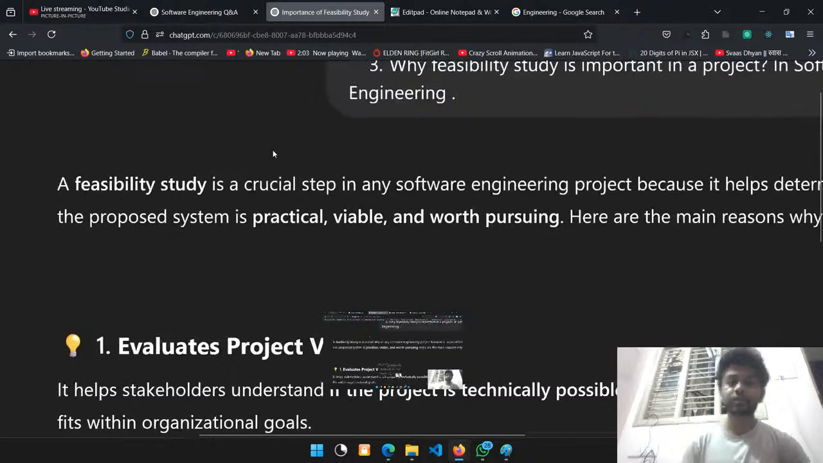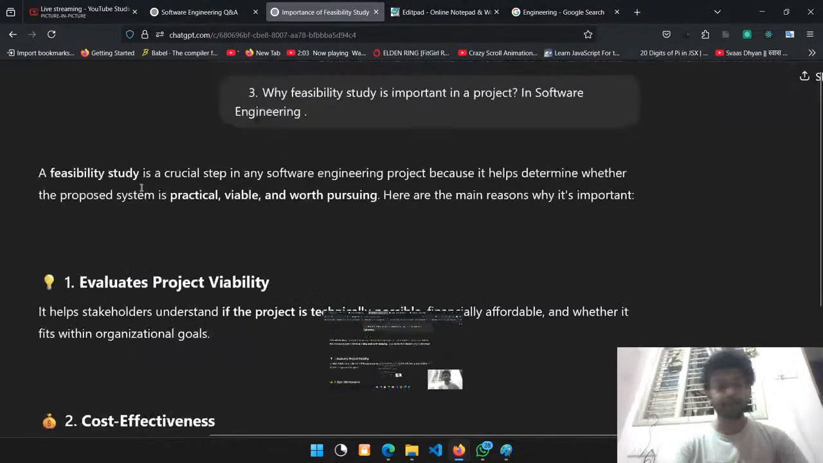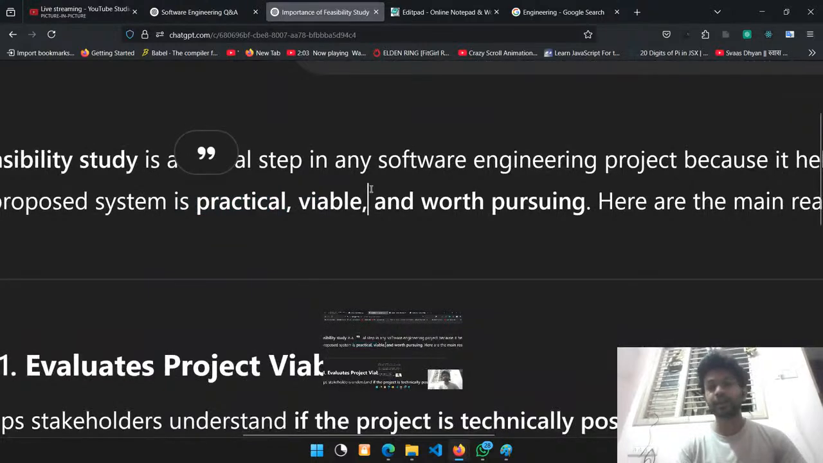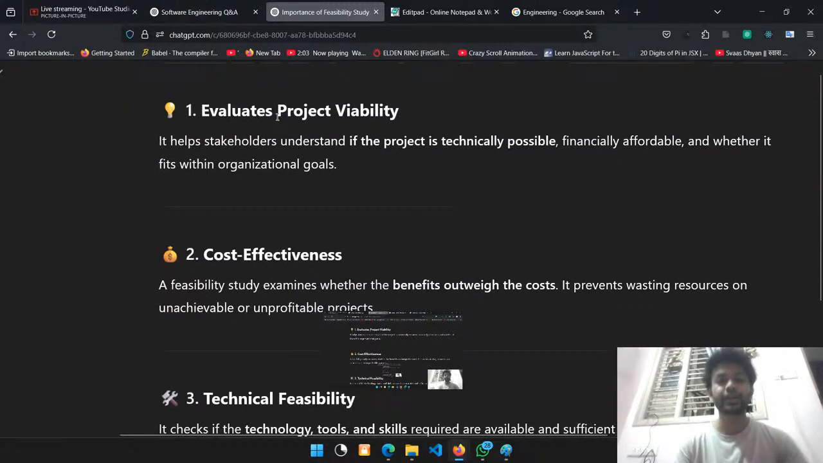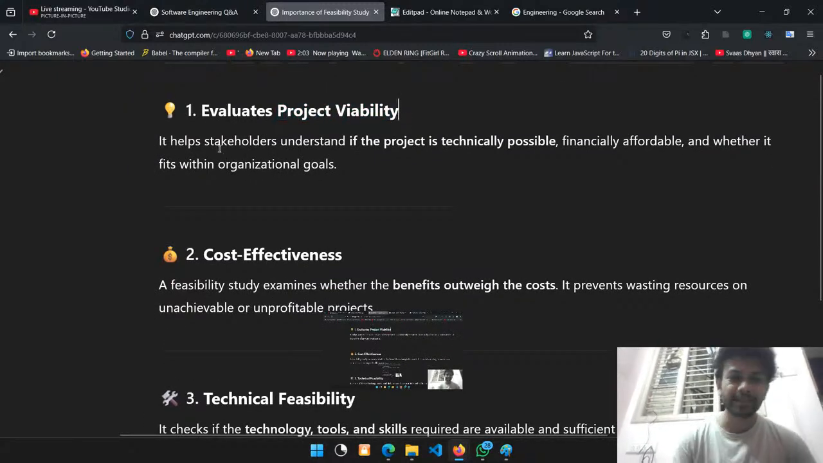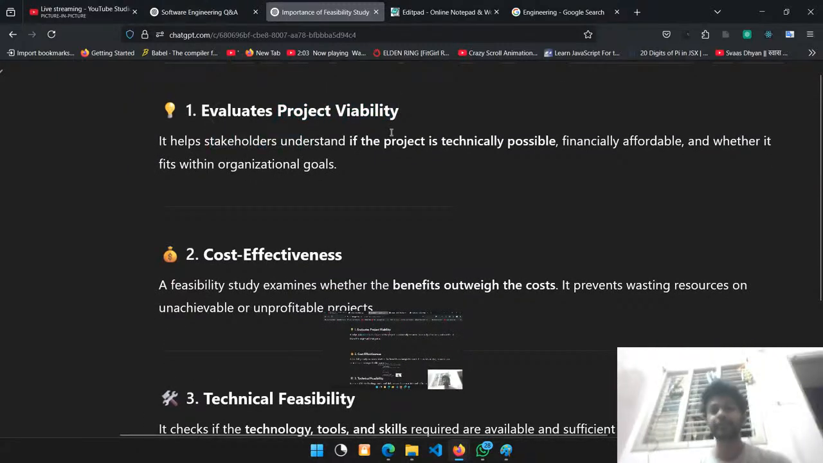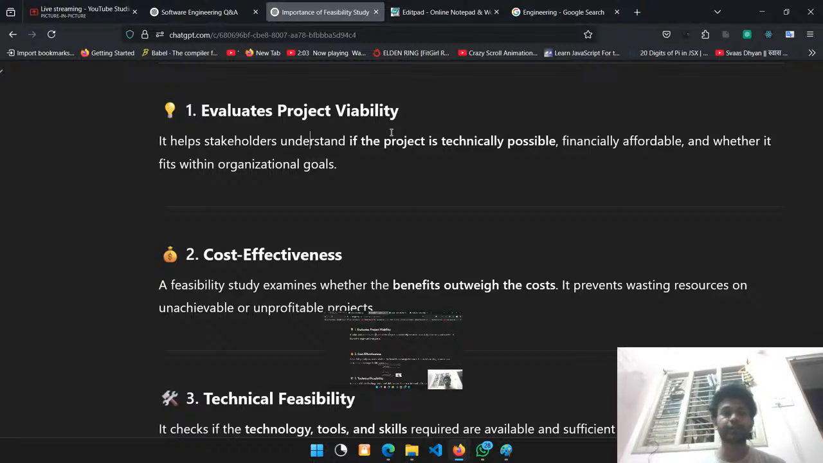Feasibility study is a crucial step in a software engineering project because it helps us determine whether the proposed system is practical, viable, and worth pursuing. Here are the main reasons why. It evaluates project validity. It helps stakeholders understand if the project is technically possible, financially affordable, or whether it fits the organizational goals.